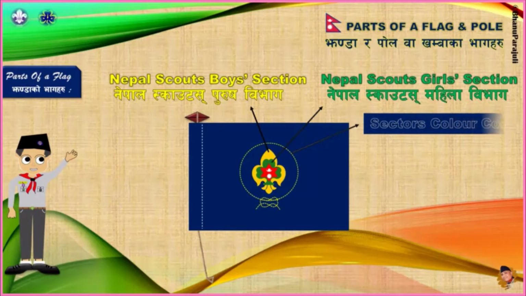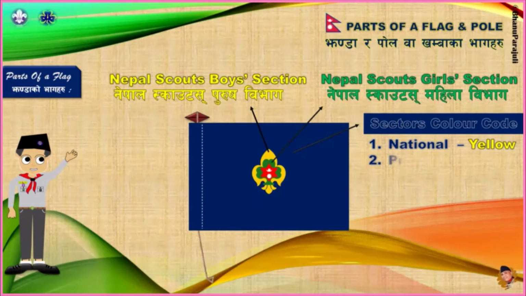indicates sectors. Sectors color code are: number 1 national, yellow; number 2 province, green; number 3 district, white.